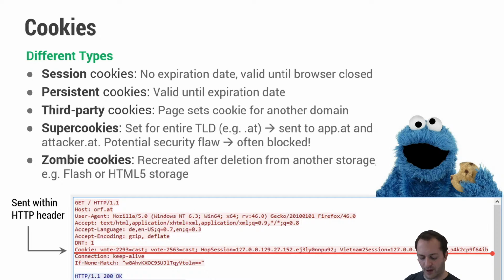How this looks can actually be decided by the website itself. You see, for example, here it says vote something hub session, Vietnam 2 session, whatever that is. This is something the website, in this case OFAT, came up with. If you run a website, it's up to you what you store in there. Usually it's just some tiny text parts. It can also be a session ID, and you as a developer would just say, for example, cookie colon session ID equals your session ID. So the format, the structure here is up to you.